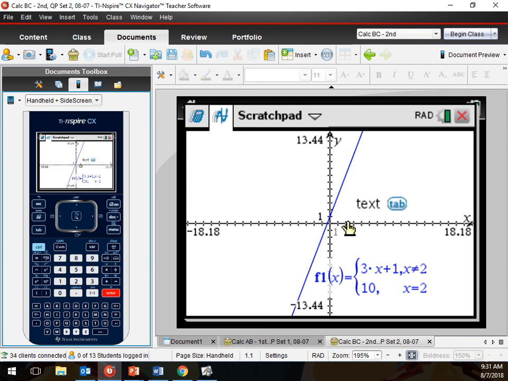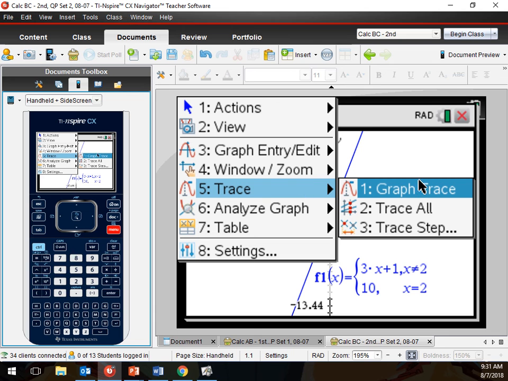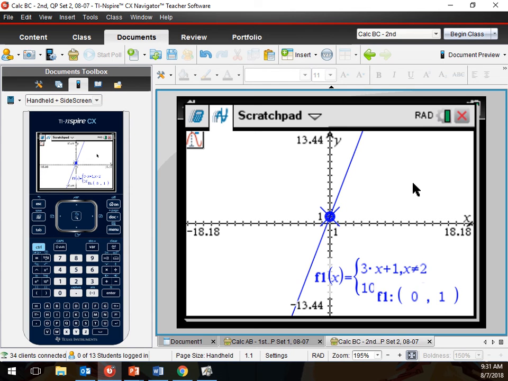So if I'm looking right here at 2, all right, let's try a trace. Let's do a trace here. Menu, trace, trace graph, and let's see. All right, so I'll follow it over. If you notice my values there, 6.4. On the other side too, oh, what happened right there? Oh, I can't click on it.